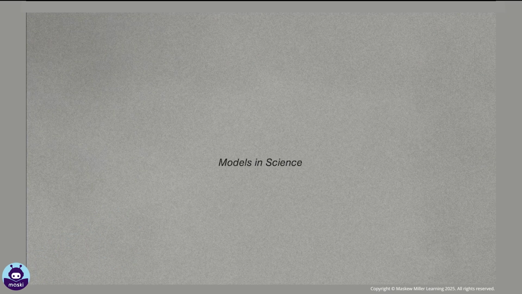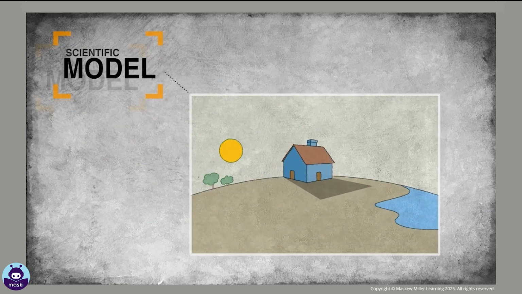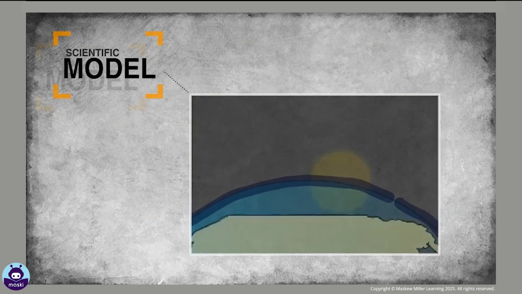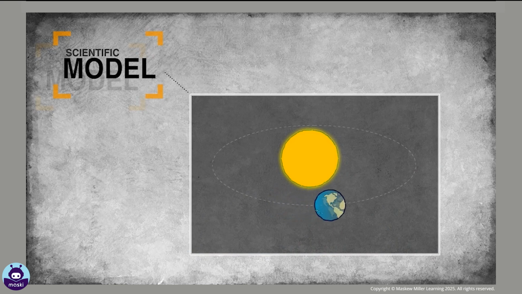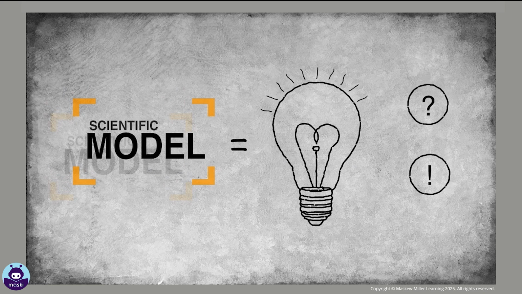Models in science. Before we proceed to learn about chemical bonds, we must first understand what a scientific model is. Simply put, a scientific model is a description or representation of things or events in nature that can explain other similar things or events. In other words, it is an idea that is created in our mind and can be tested.